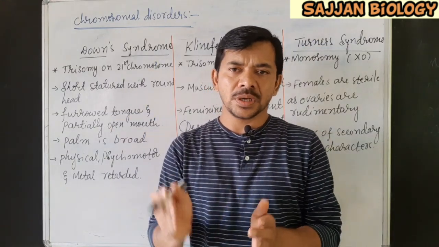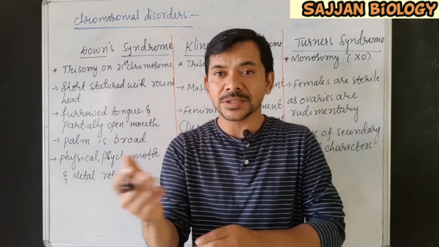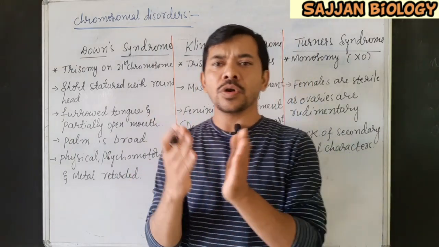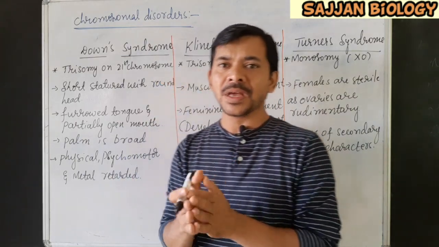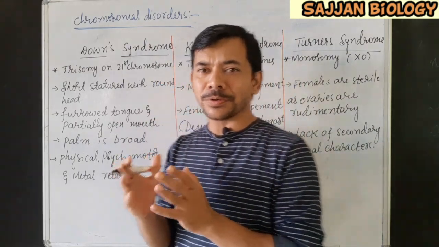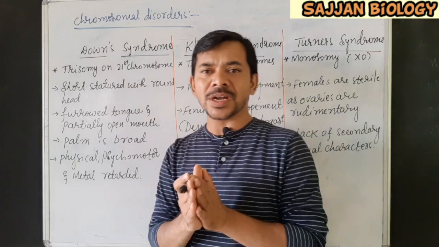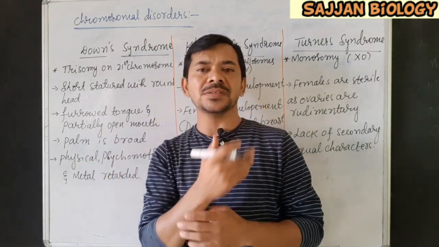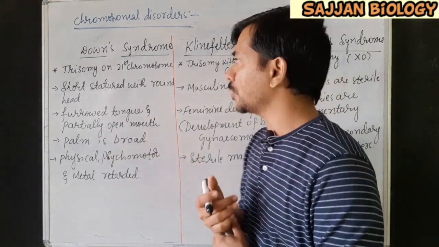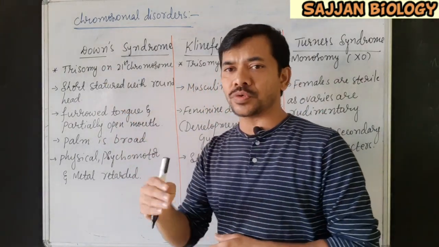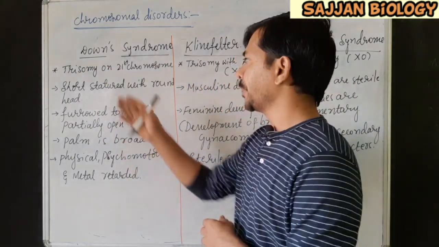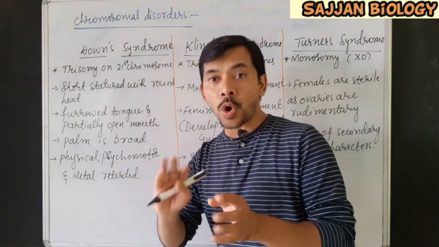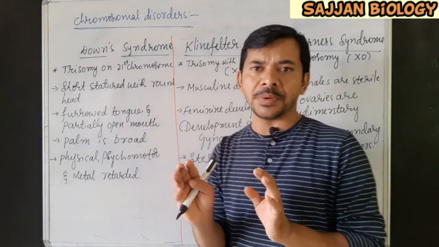Any disorder caused by variation in the number of chromosomes can be called a chromosomal disorder. As per NCERT we are going to discuss three disorders: Down syndrome, Klinefelter syndrome and Turner syndrome. Let us get into the topic. What characteristics does Down syndrome express? We call Down syndrome a trisomy condition on the 21st chromosome.